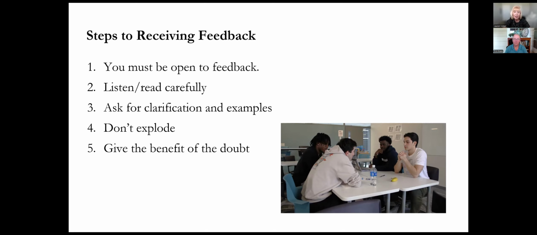Don't just skim it. I know sometimes with teaching evaluations for professors, we just kind of skim and say, oh, they like that, they didn't like that. But it's good to look at the comments that someone has given you and look at those carefully. And it's okay to ask for clarification and examples.